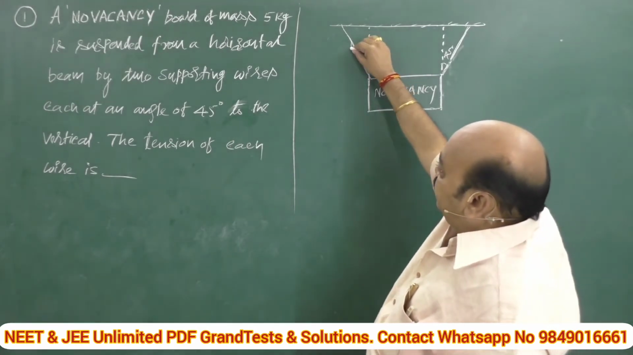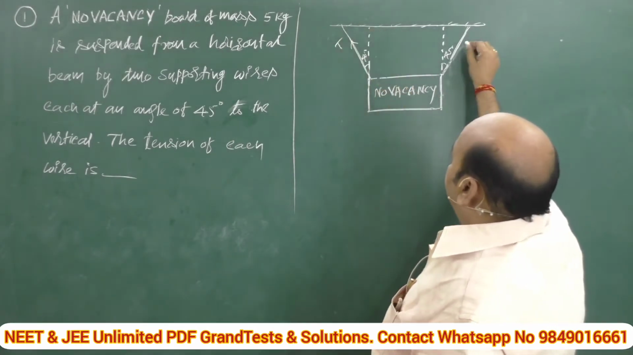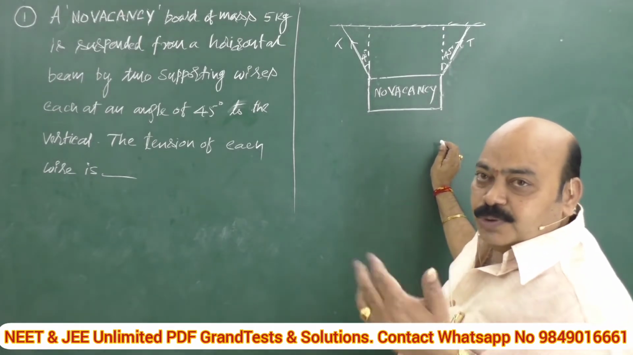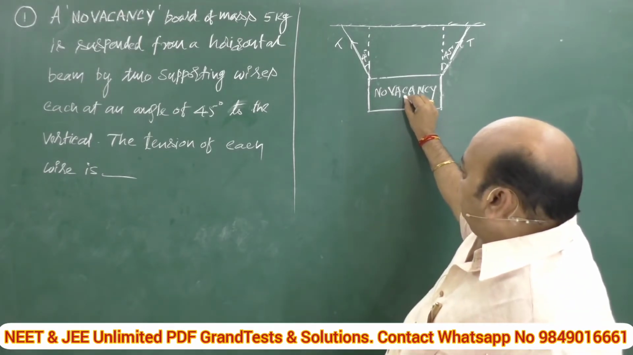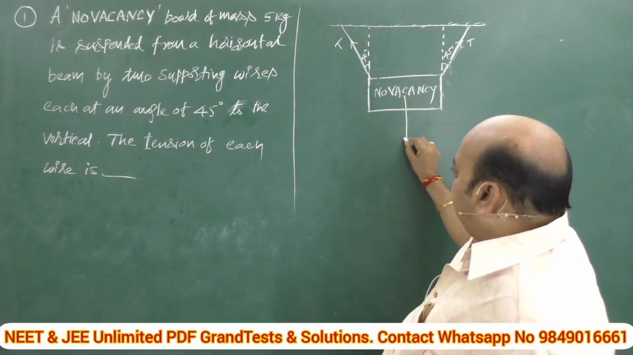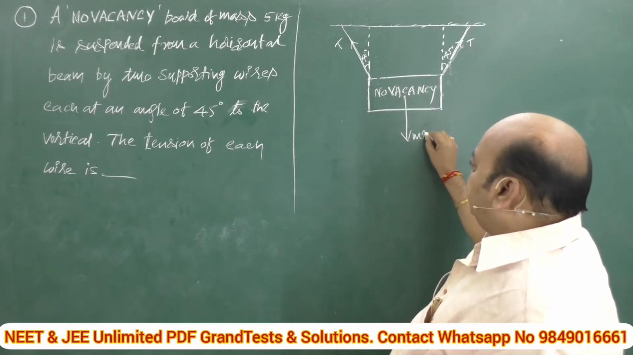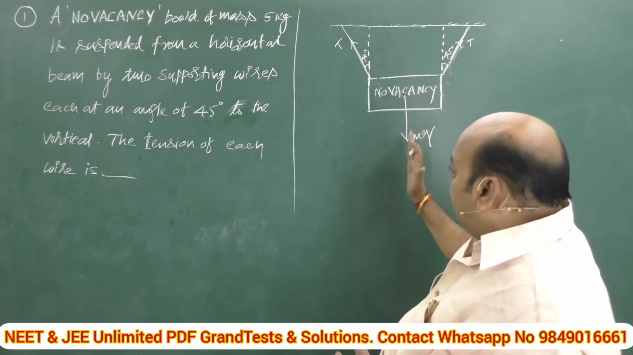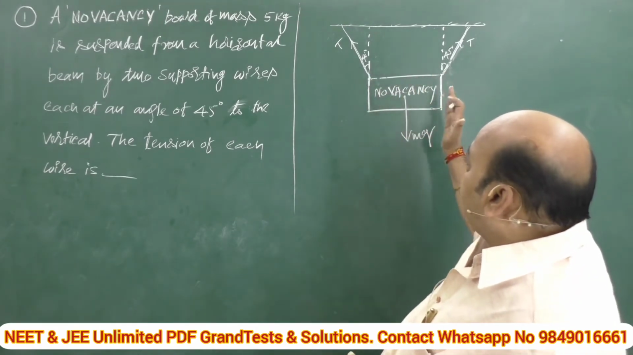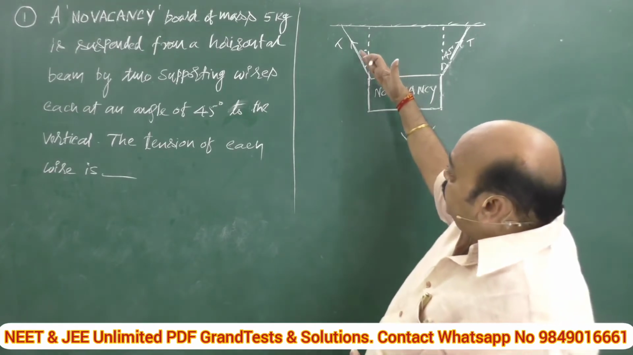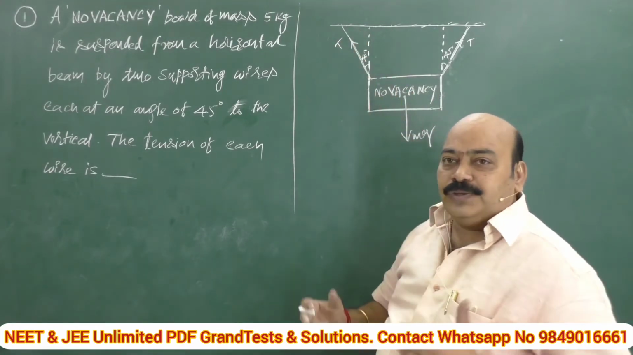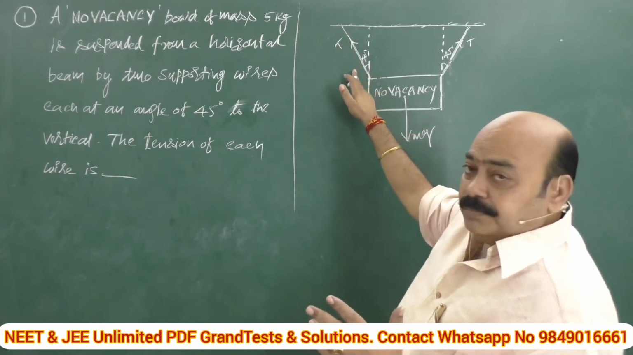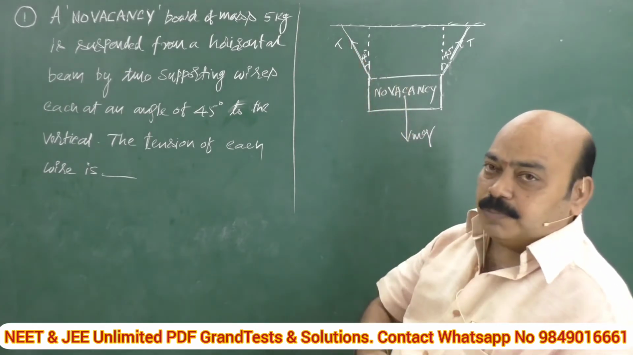No doubt tension will act in this direction. Now this is also tension T. What else do you need? What else do you know? Very simple. The weight of this no vacancy board acts vertically downwards. So here it is vertically downward. Actually there is no vertically upward force, but the tension is making a certain angle. So it is our job to resolve this tension into vertical and horizontal components.